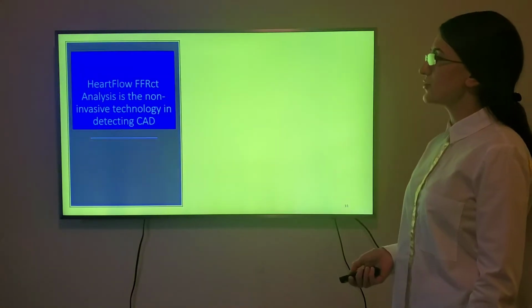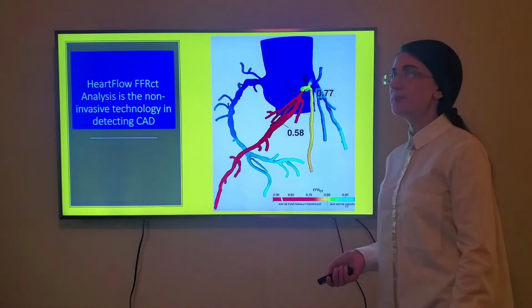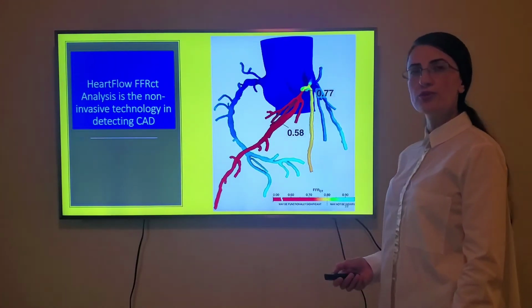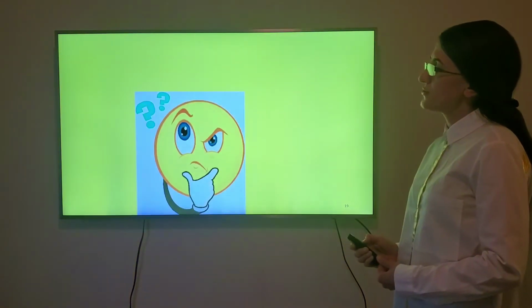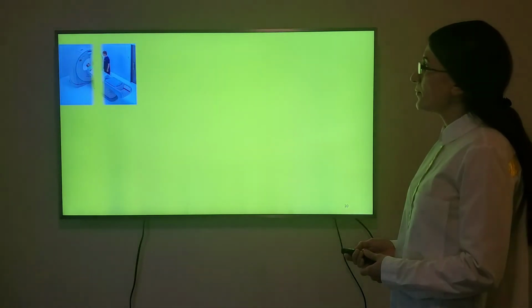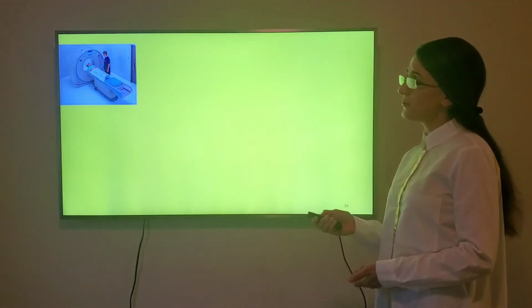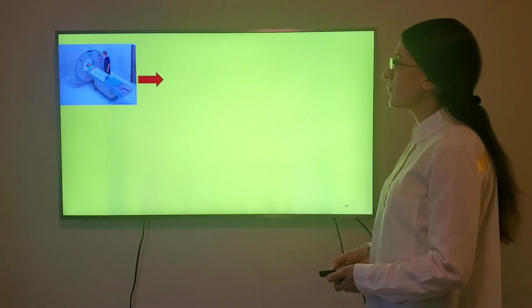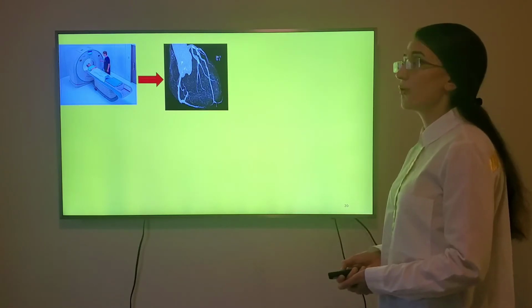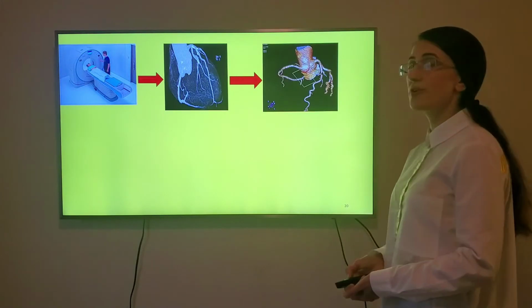The method I'm going to talk about is the Heartflow FFRct analysis. It is a non-invasive method, and it is a new technology in detecting coronary artery diseases. Okay, here comes the question, how does it work? Actually, it is based on computer tomography. When the patient comes, you take him to the computer tomography, you do a computer tomography angiography, and you get the 2D images of coronary arteries, and also you can get 3D images of the coronary artery.